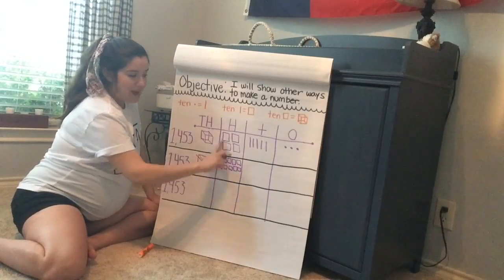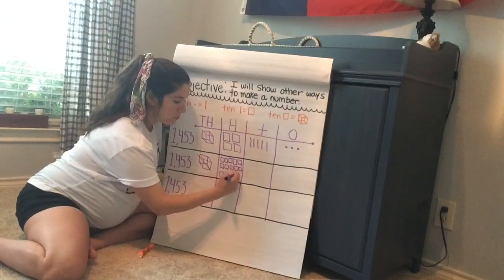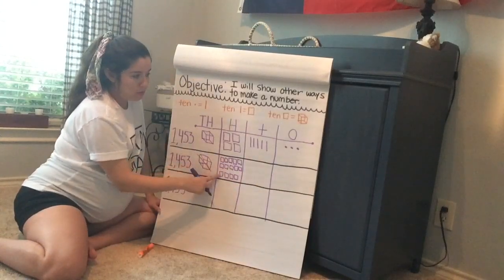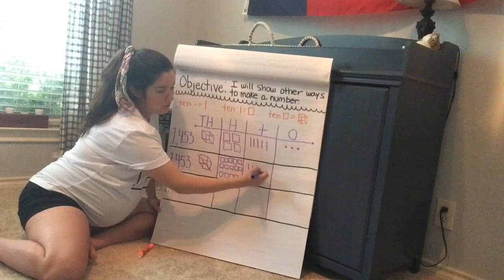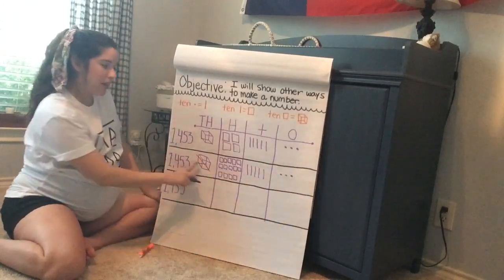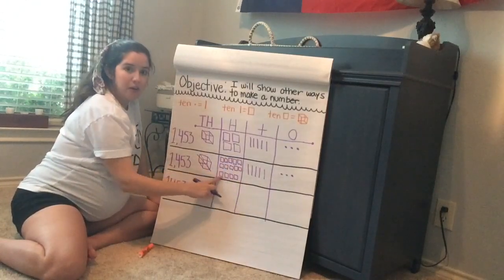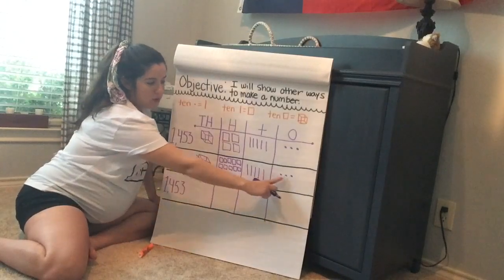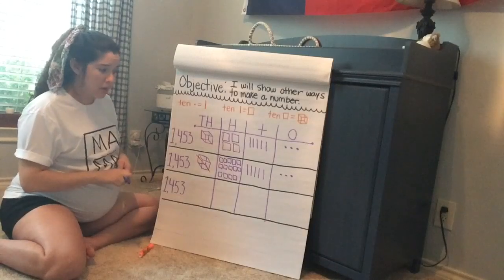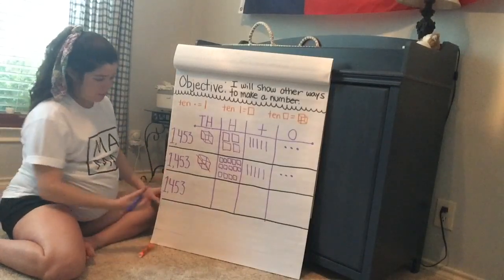Now that I've done that, I have to go ahead and add in these 4 hundreds that I already had. So I have 1,000 right here, 400, 10, 20, 30, 40, 50, 3. And I'll go ahead and say that again. I have 1,000 right here, 400 here, 50, 3. So again, it's just a different way of making that number. I'm going to go ahead and do a third way that I could represent this number.